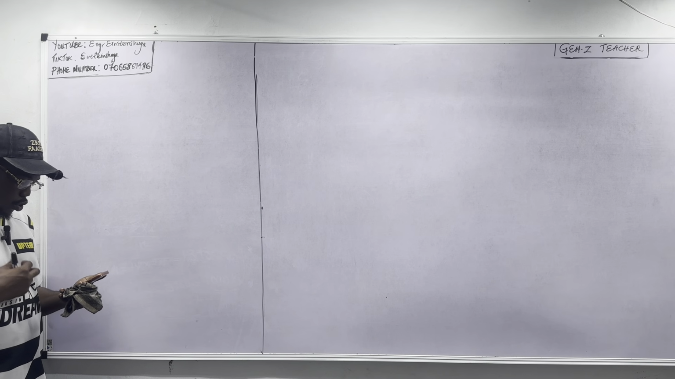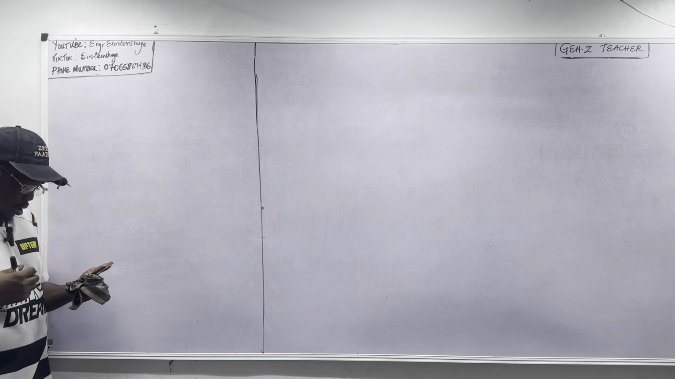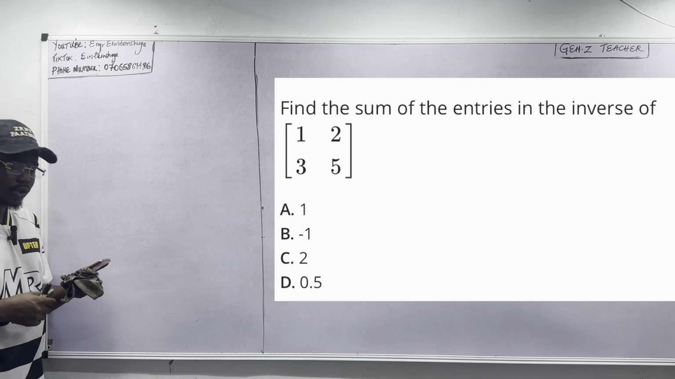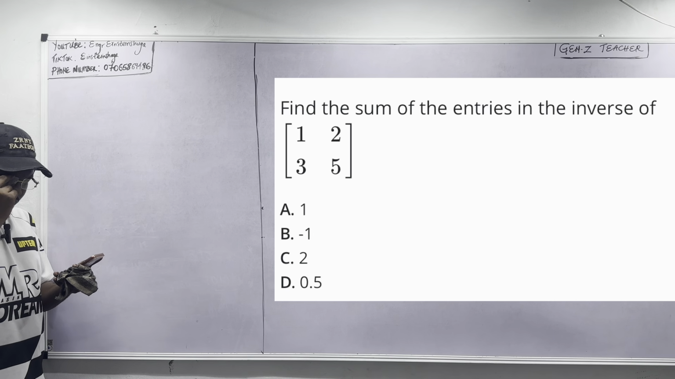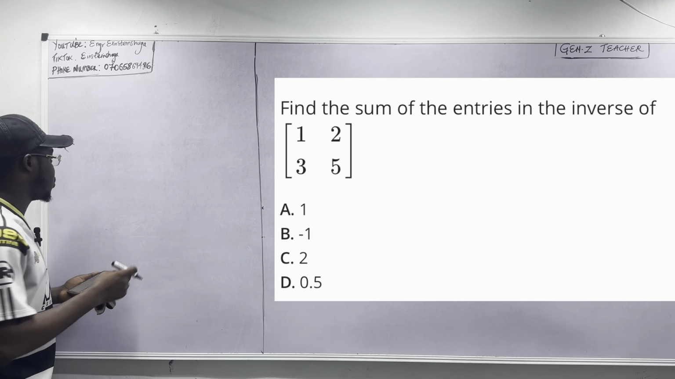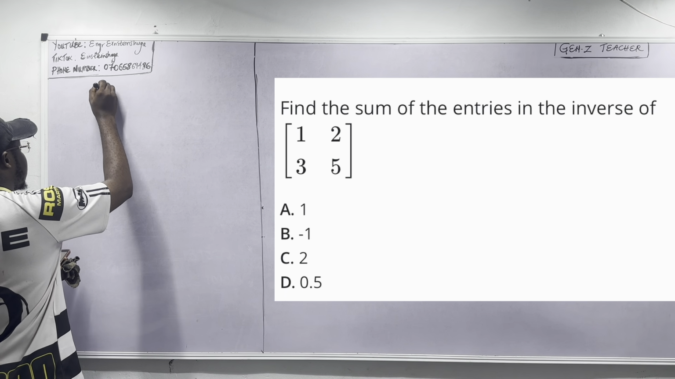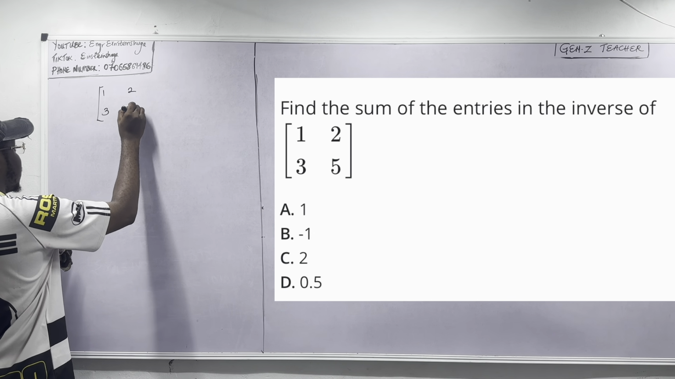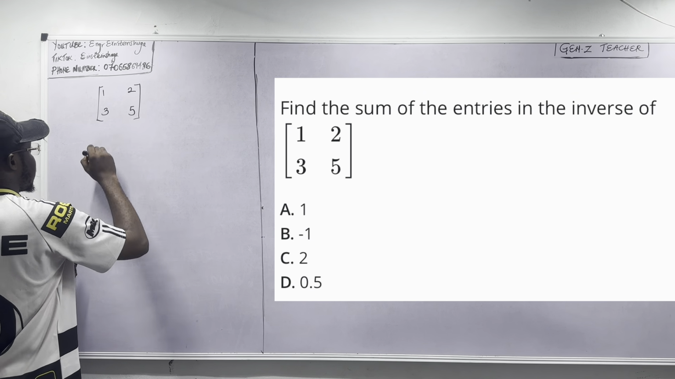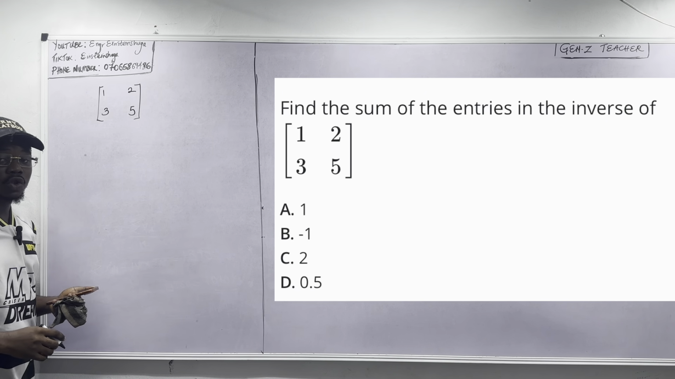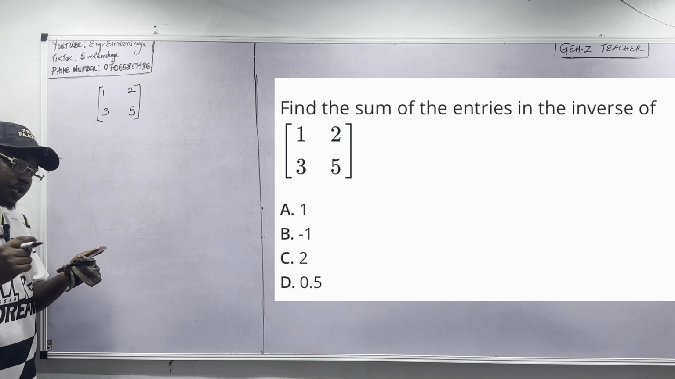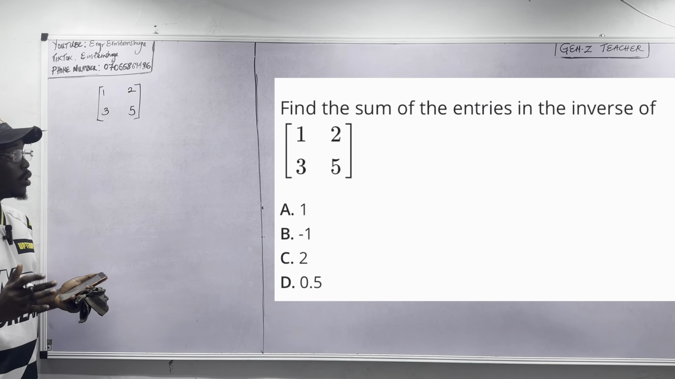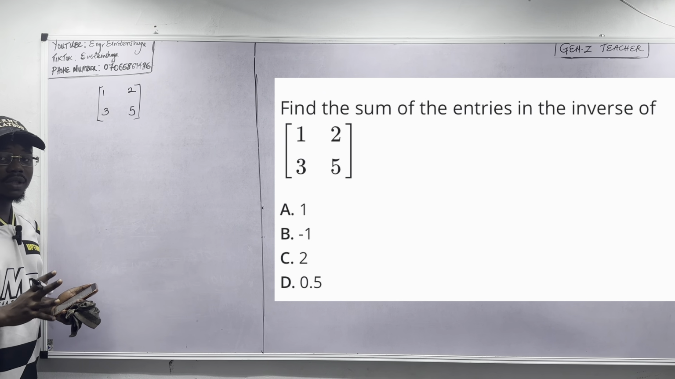Okay guys, question number 13. As shown on the screen, it says find the sum of the entries of the inverse of a matrix: 1, 2, 3, and 5. We're asked to find the sum of the entries of the inverse. So quickly, we're going to find the inverse of this matrix.